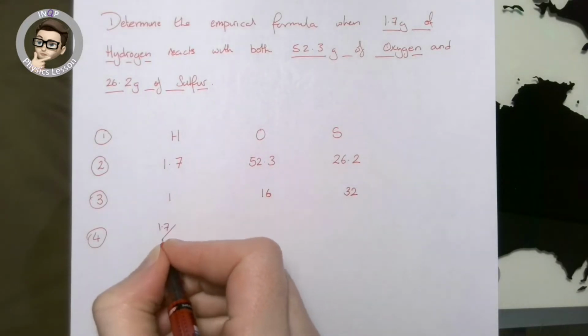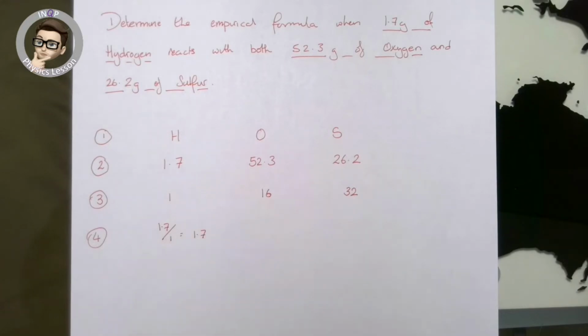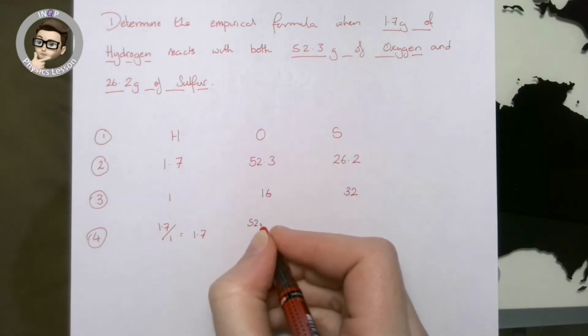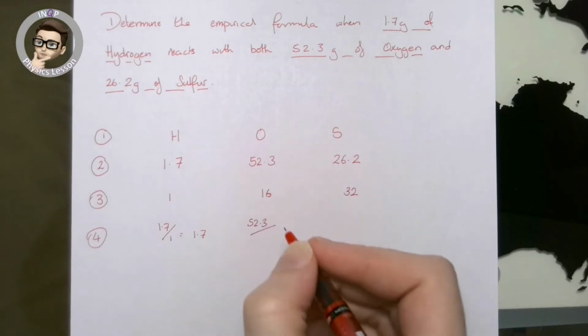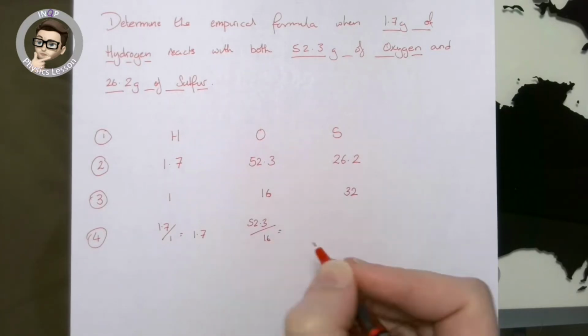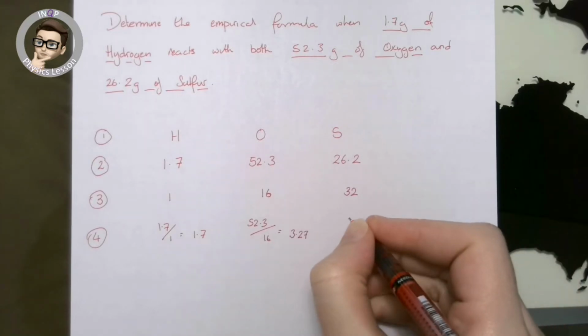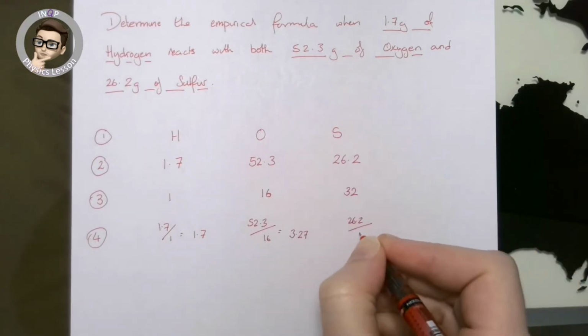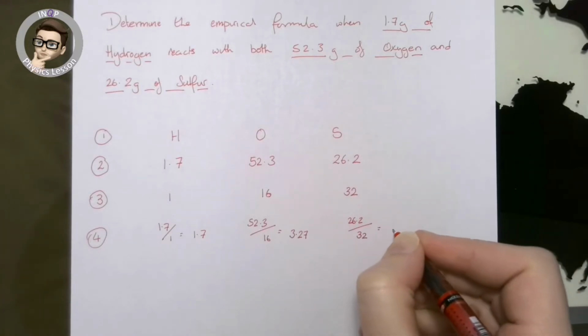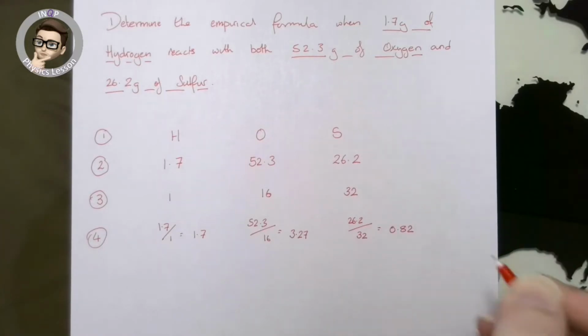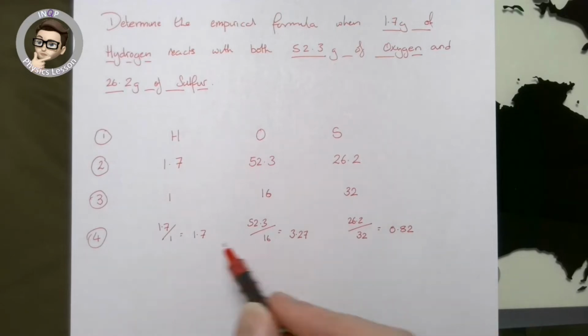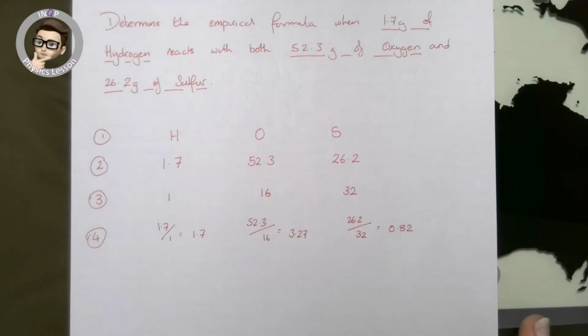So I'm going to do 1.7 divided by 1 gives me 1.7. I'm going to do 52.3, the mass, divided by the relative atomic mass, which is 16, which gives me 3.27. And I'm going to do 26.2 divided by 32, which is going to give me 0.822. Okay, so in fact, considering the fact we've done some extra lessons, we now know that those are the moles, the number of moles that we have of these chemicals. But let's not worry too much about that right now.